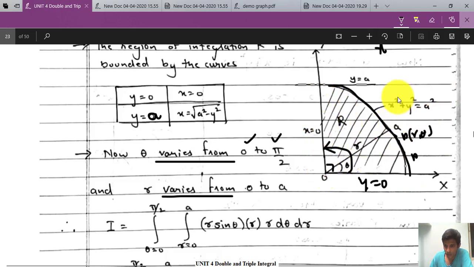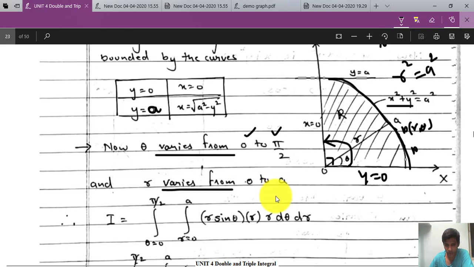So how do you calculate this? See here, what is this curve? This curve should be expressed in terms of r. So what is this x square plus y square? It is r square, which is equal to a square. This square and this square get cancelled, so the value of r is a. The value of r is always the distance from the origin to the point, so whatever points you have, it will always be a. So the value of r will always vary from 0 to a.